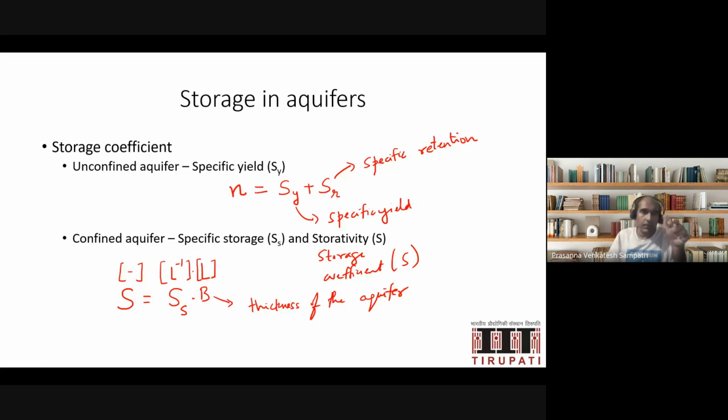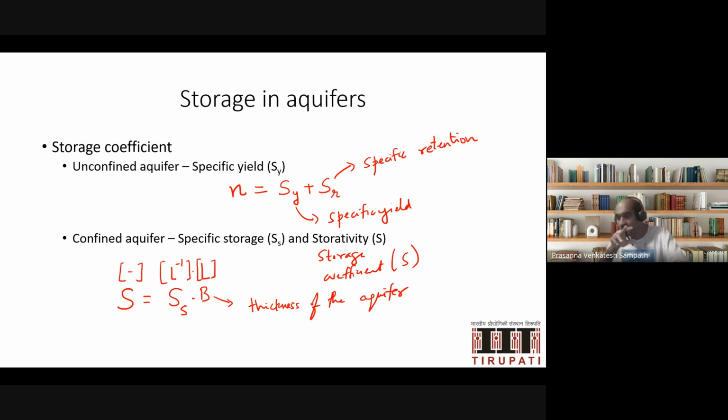Or I have the other term, specific storage, which is written as capital S with a subscript of another S. Okay, so specific storage or storativity / storage coefficient, these are the terms that are used to refer to the storage property in a confined aquifer. So what is the relationship between the specific storage and storativity? Storativity S, or storage coefficient S, is simply the specific storage Ss multiplied by the thickness of the aquifer.